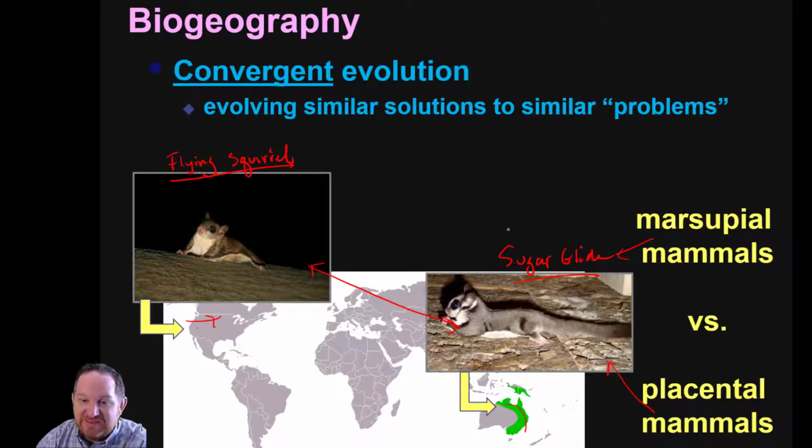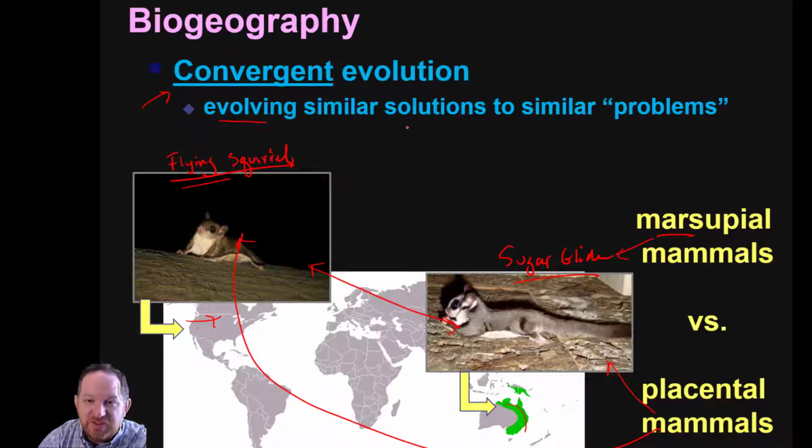Well, this makes sense. The sugar glider, a marsupial, is actually more closely related to koalas and kangaroos than to this squirrel, which is a placental mammal up here, right? This is more related to the mammals that you see up here in North America. And you say, well, how does this show evolution? Well, it's something we call convergent evolution.